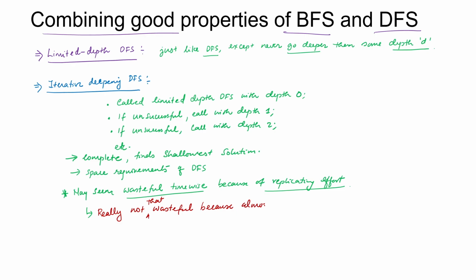almost all effort is at the deepest level. Almost all of your effort is at the deepest level. Okay. And since you are limiting the depth, you always will end up finding the shallower solution. So, it is actually not that bad compared to the breadth first search.